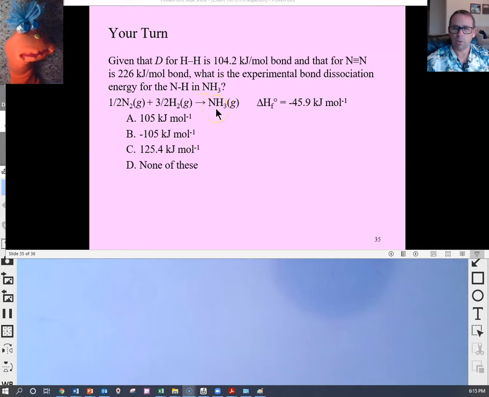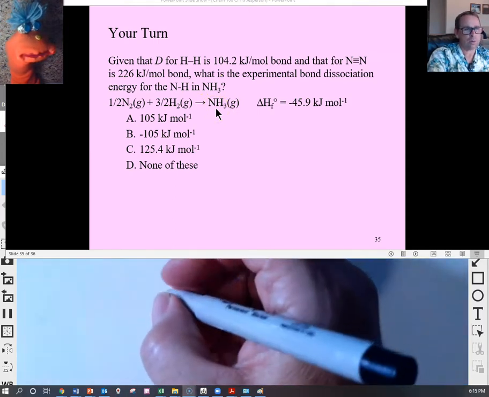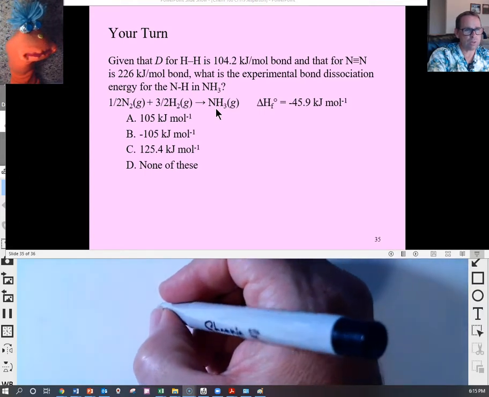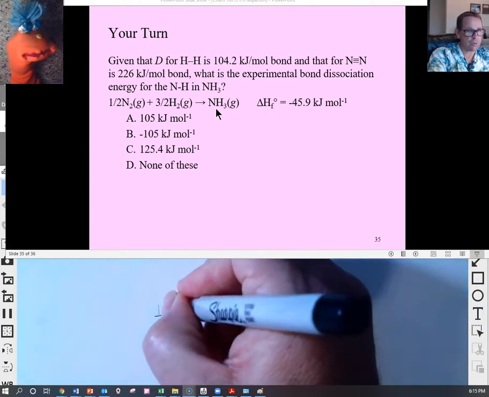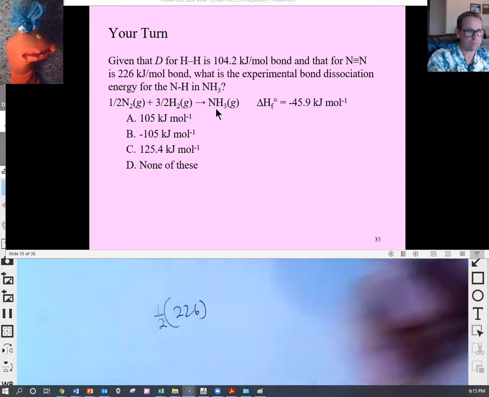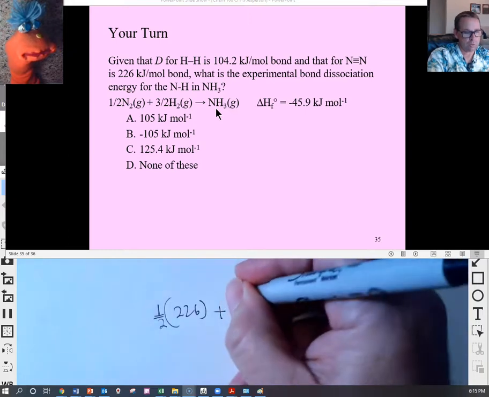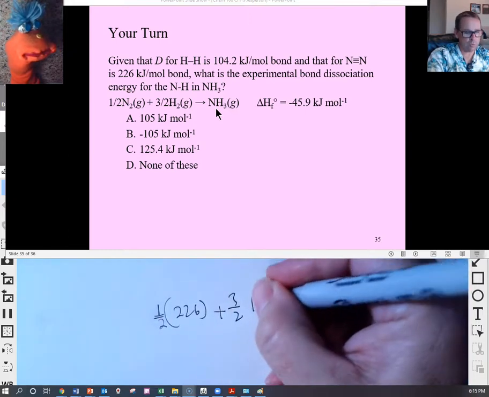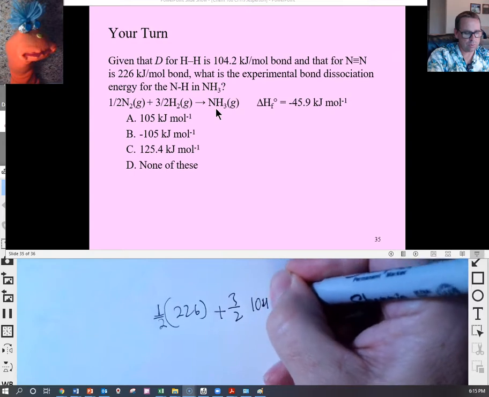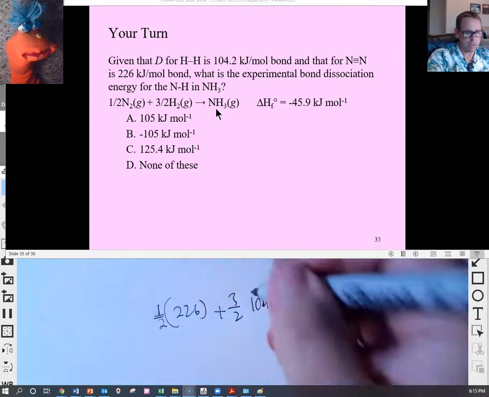We know that bonds broken, those are our N2 bonds, so there's 1/2 of the 226, right? Bonds broken. The other bonds broken are 3/2 of the 104.2. That's my bonds broken.